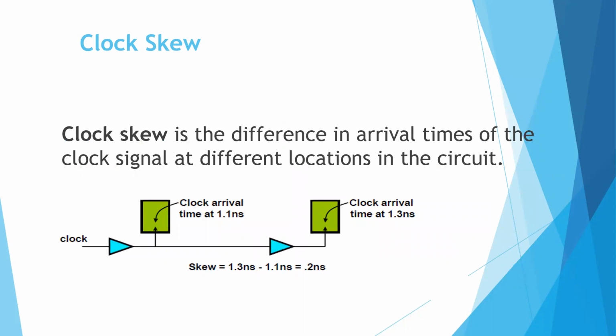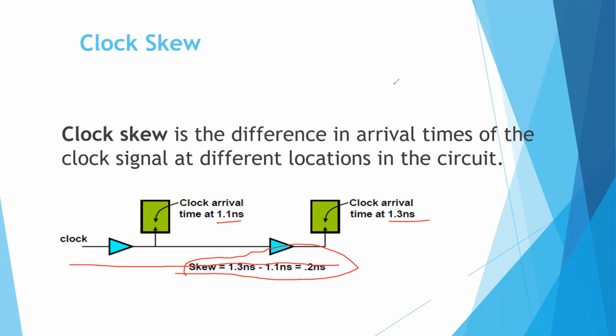Next comes the clock skew. Clock skew is the difference in the arrival times of the clock signal at different locations in the circuit. The clock is generated from the same source, but it is not necessary that it will reach all the parts at the same time. So there are chances that the clock for one flop arrives at one time and the other receives it at another time. So the difference in the arrival time of the clock is called skew. Skew is nothing but the difference in the arrival time. So this is the type of the skew.